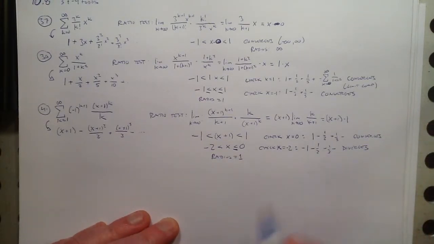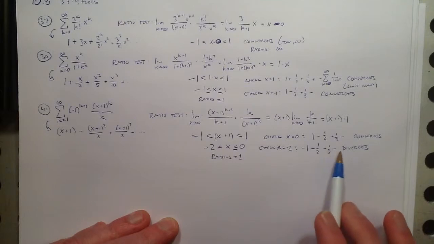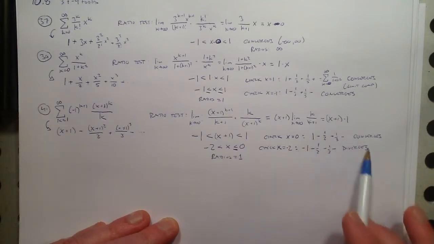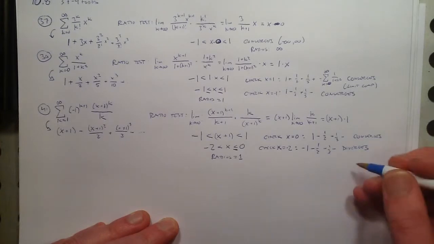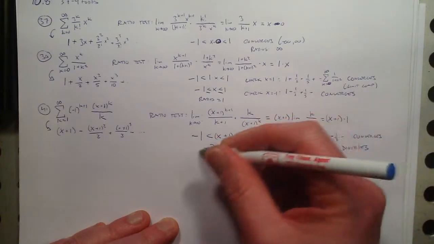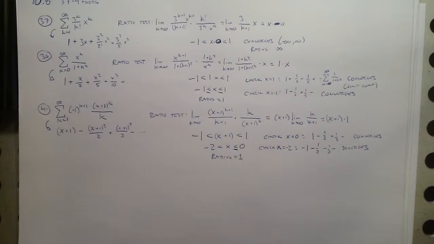If all the signs are negative, then we could factor out the negative and put it out in front, and then it would have negative the harmonic series, which diverges. So there's my interval and my radius.